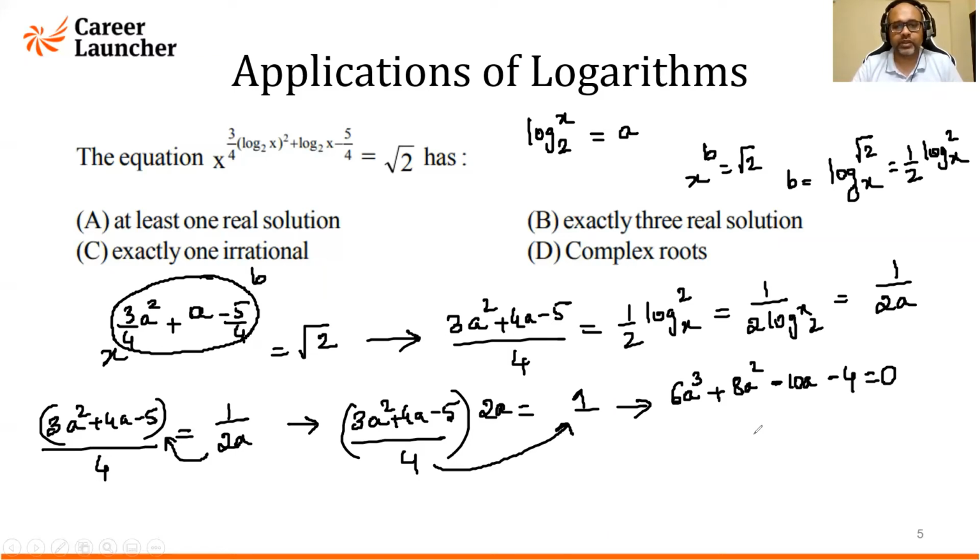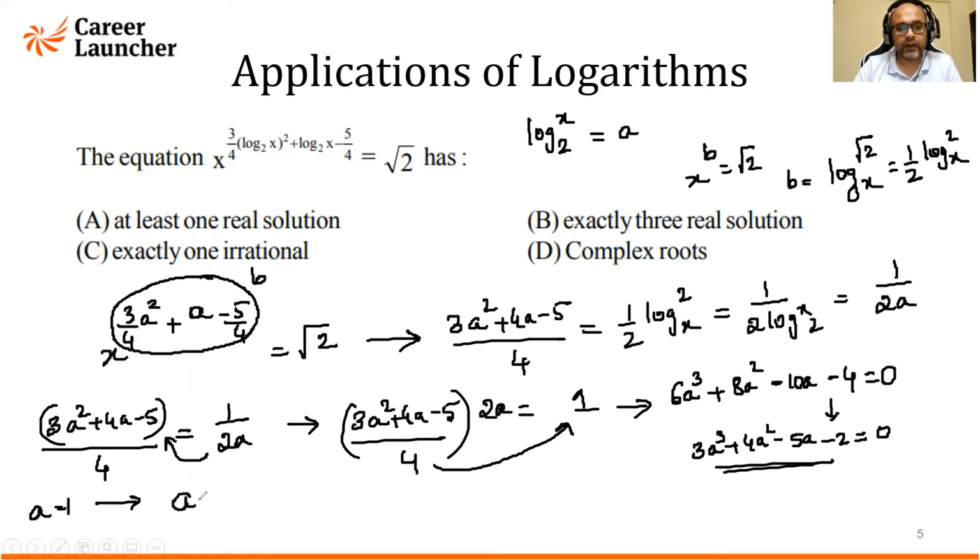Don't sit and solve for this cubic equation here. Try to observe what is happening. 2 is common, in fact, I could have cancelled out 2. So this becomes 3a cube plus 4a square minus 5a minus 2 equal to 0. Now let's just observe and see, can we find the roots just by looking at this? You'll notice that when you put a equal to 1, your left hand side becomes 0, which means a equal to 1 is a root of this cubic. So if you remember the basics of polynomials, one of the factors is a minus 1. The remaining will be a quadratic.